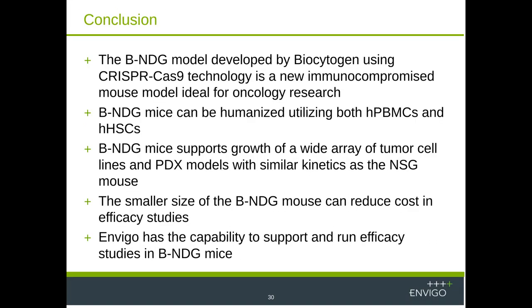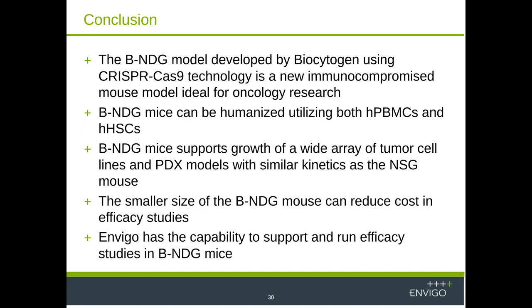So in conclusion, the B-NDG model was developed by Biocytogen using CRISPR-Cas9 technology. And this new ultra-immunocompromised mouse model is a great addition to the field of oncology research, in particular for the harder to grow or slower growing cell lines and patient-derived xenograft models.